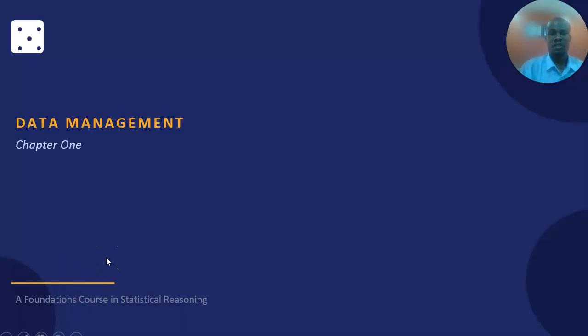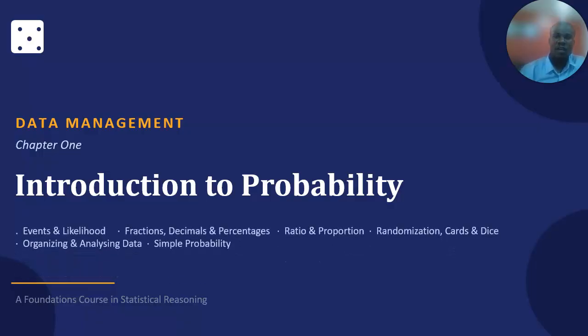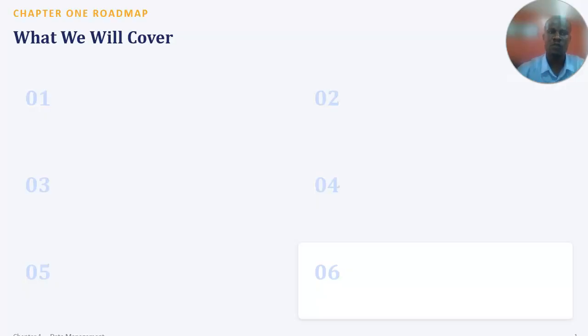So today we'll be talking about data management, and in chapter 1 we're talking about introduction to probability. Now, when you talk about introduction to probability, there are some things you need to know: events, likelihood, fractions, decimals, percentage, and the transition from one to the other. Do we get? So these are the things we'll be talking about today.